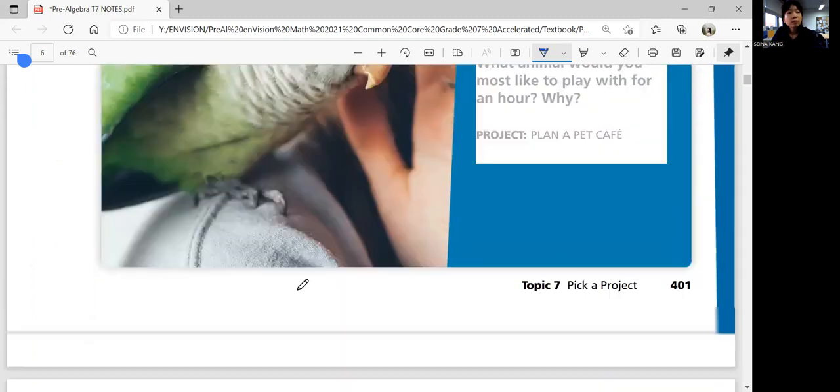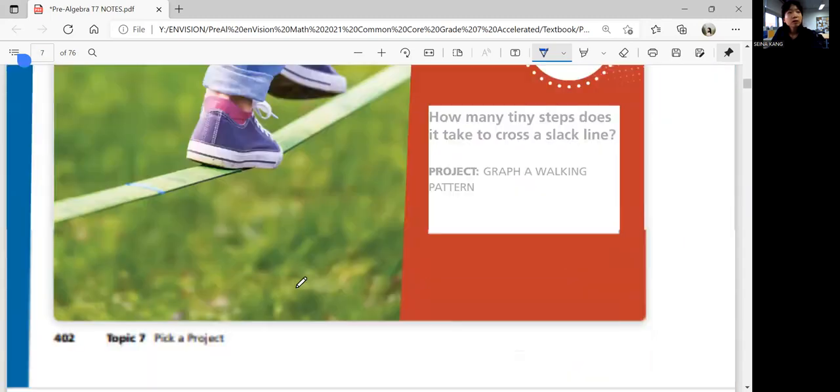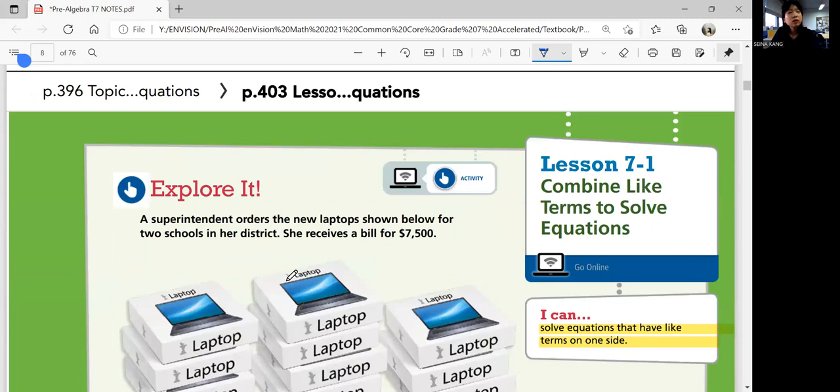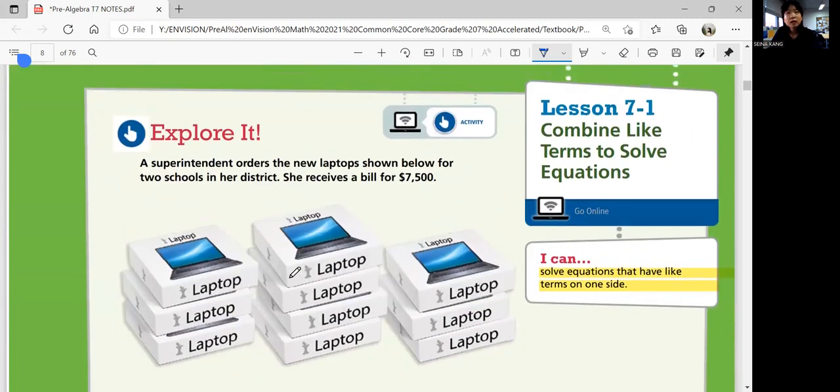These are some topic projects that you can choose from. Let's go to lesson 1. Lesson 7-1 is combine like terms to solve equations. In this lesson, we'll be able to solve equations that have like terms on one side.